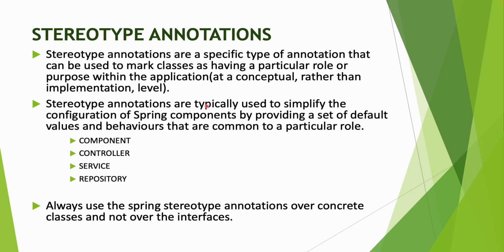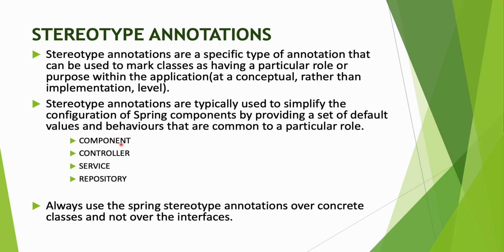How is it simplifying? Suppose I have a controller class and this controller has different values and behaviors than that of the service class. Service will have different value and behavior and controller will have different value and behavior. So I want to let my Spring framework know that a specific class is a controller class. How will I do it? By providing this stereotype annotation on top of my class.